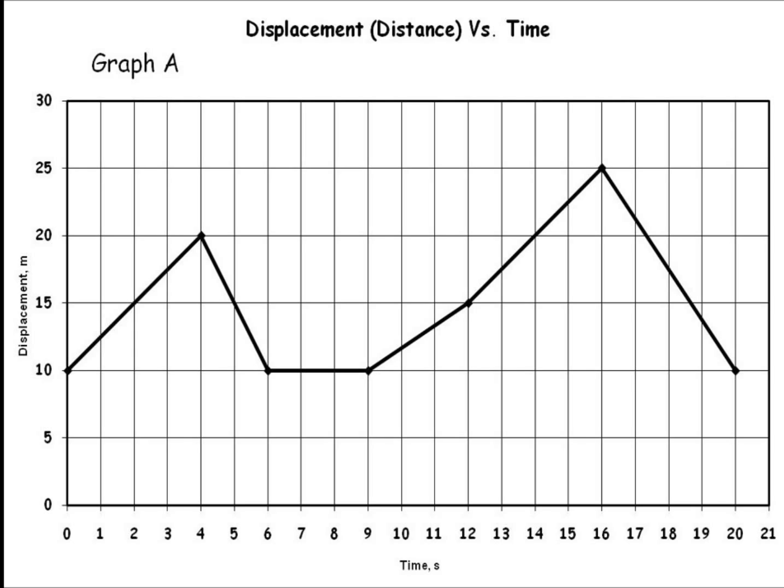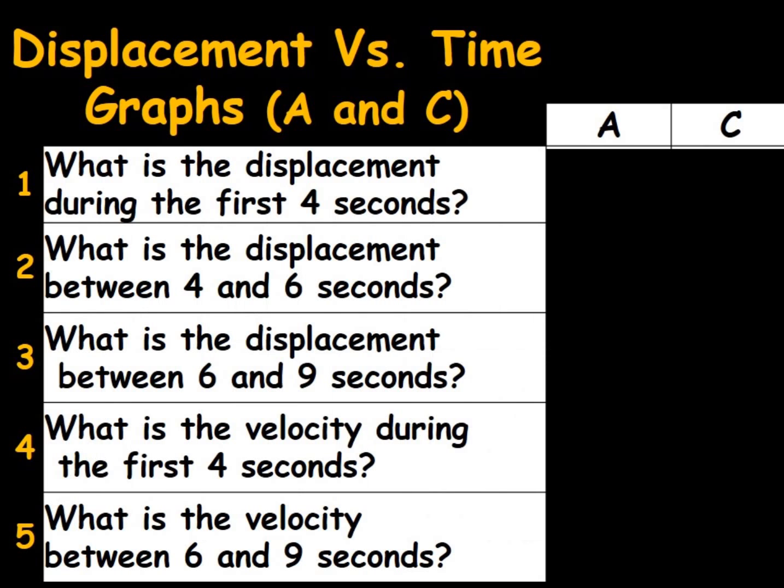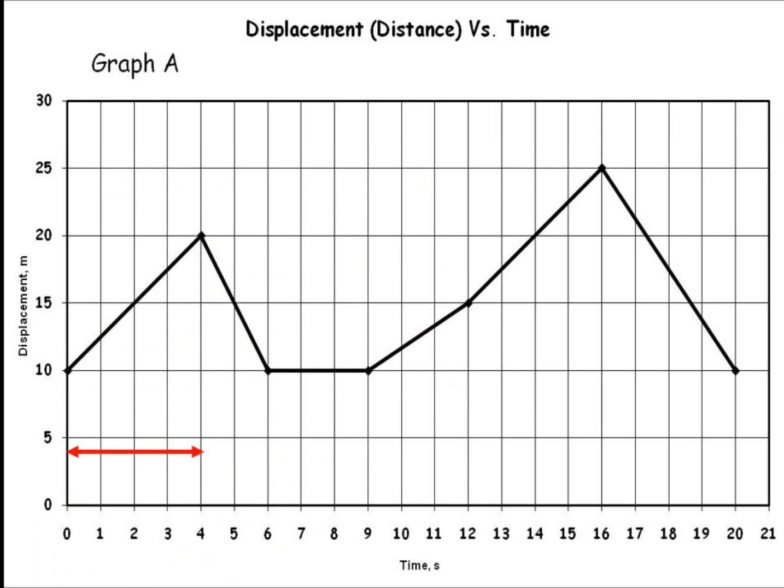So here's A, distance versus time. And then we're going to look at C, distance versus time. So we're going to do the questions for the distance time graph first, and then we'll look at the velocity time graphs. The first one says, what is the displacement during the first 4 seconds? Now this is for graph A and C.